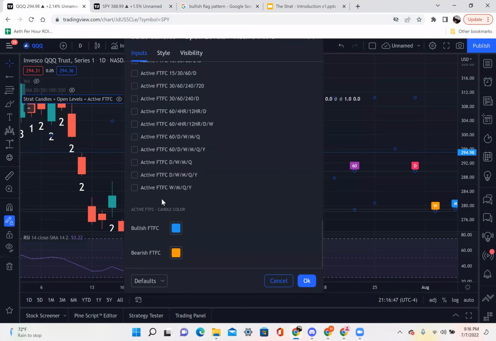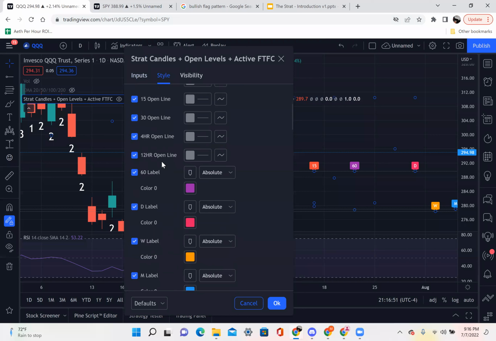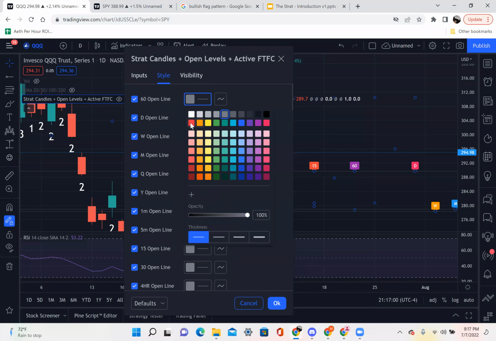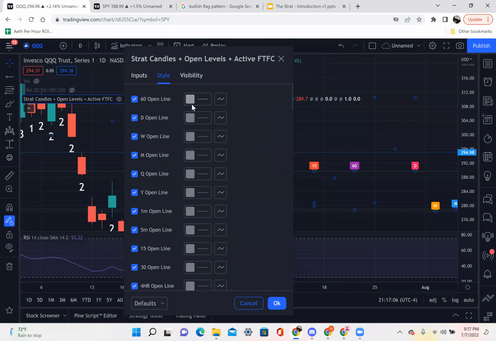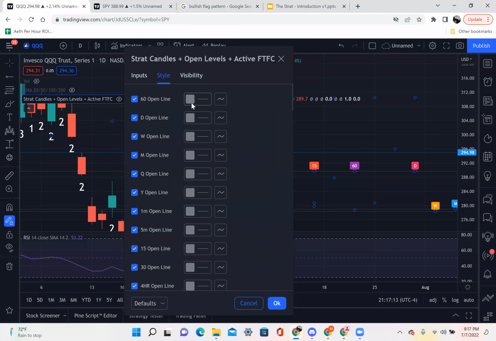So after I do all of that on mine, I just go to the style. I quickly just scroll down to explain all of this. These are your opening level lines. So if it's saying 60-minute opening levels, you could change the colors to them if you would like, however you like it. Me, I just try to keep it however it was. I just keep all of this the same. I don't try to tamper with it at all.